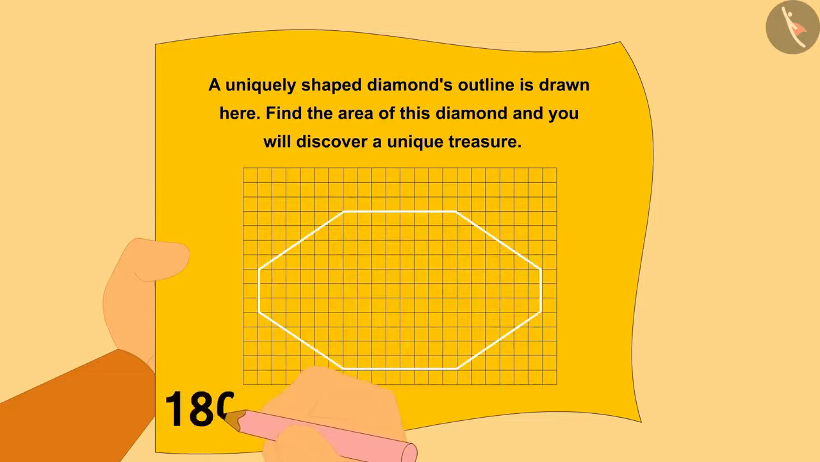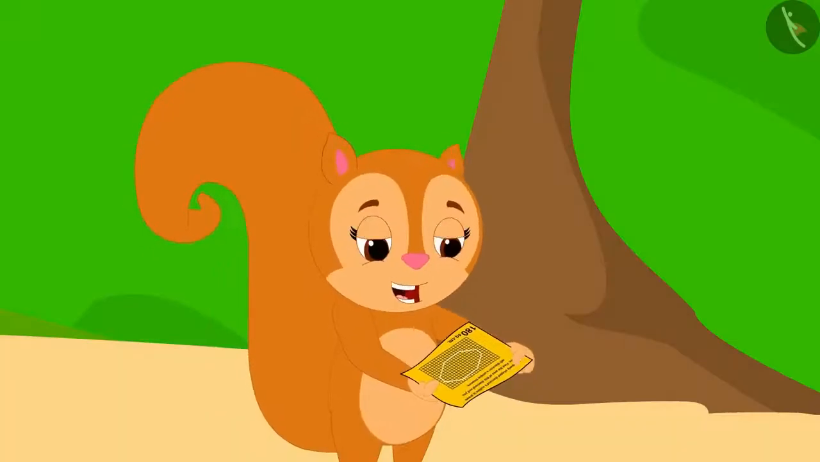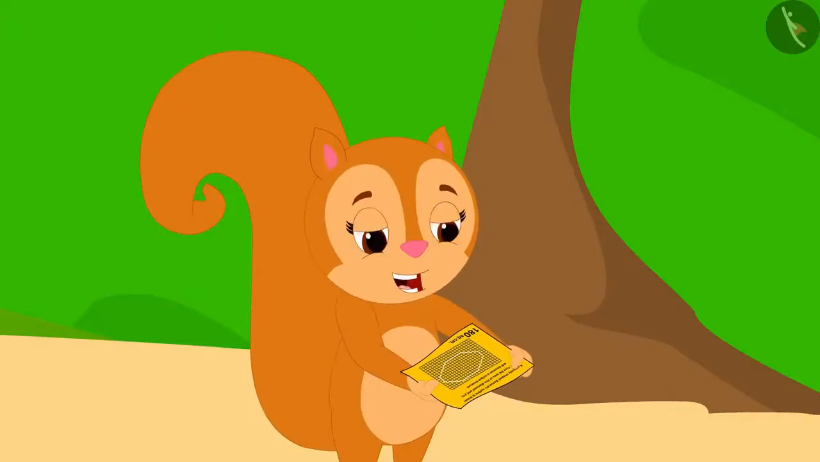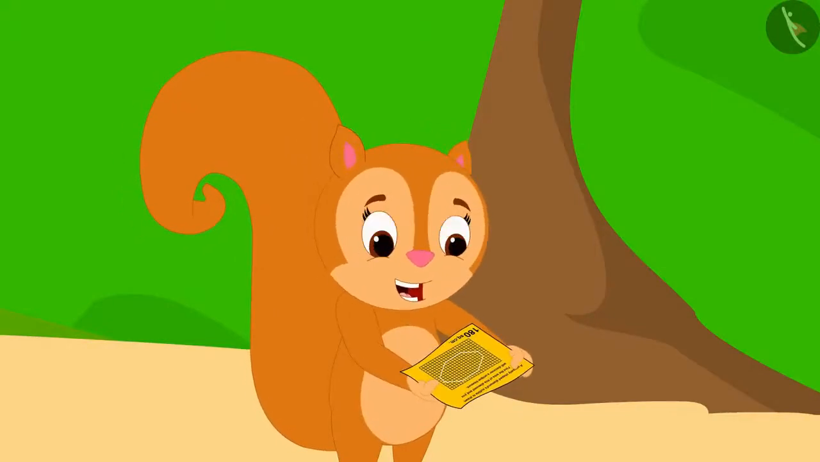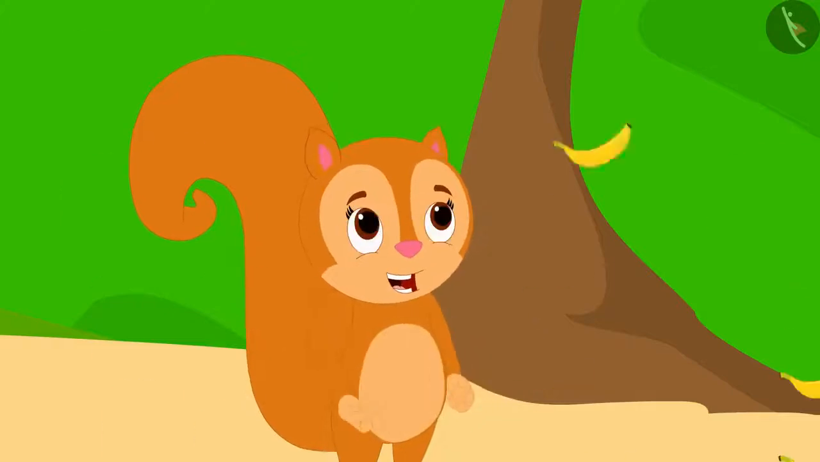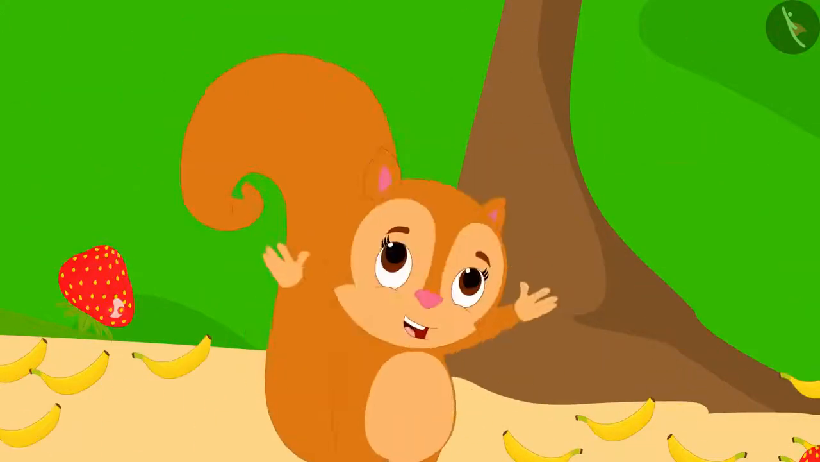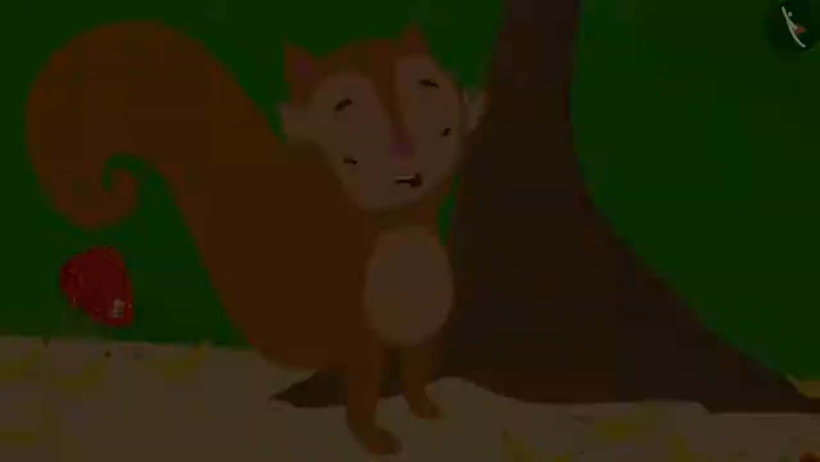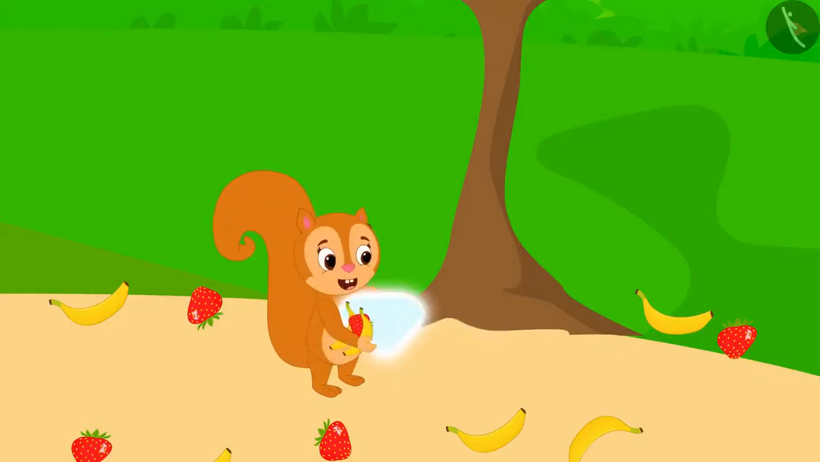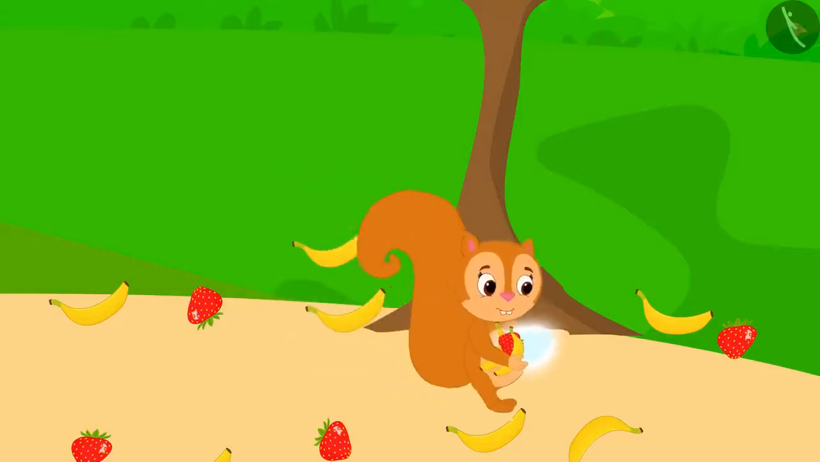Chanda too, like you, found the answer to this puzzle and wrote the area of the diamond as 180 square centimeters. This time, as soon as Chanda wrote this answer on that paper, the paper disappeared and fruits began to shower from the sky. Chanda became very happy. She gathered some fruits and then took her diamond and happily walked towards her house.